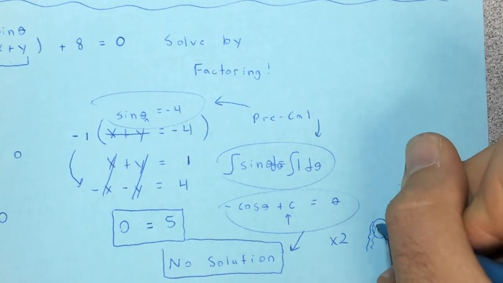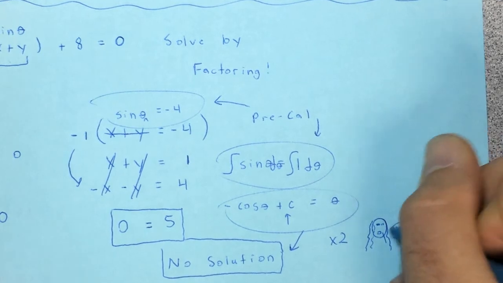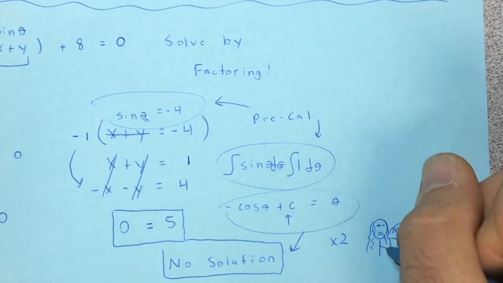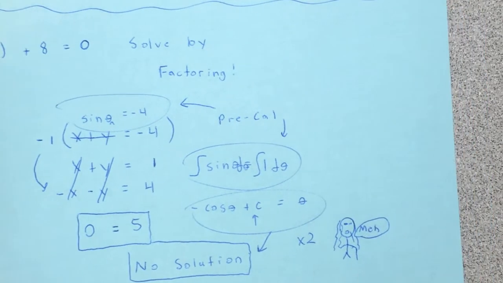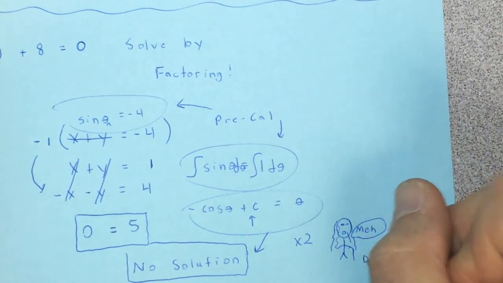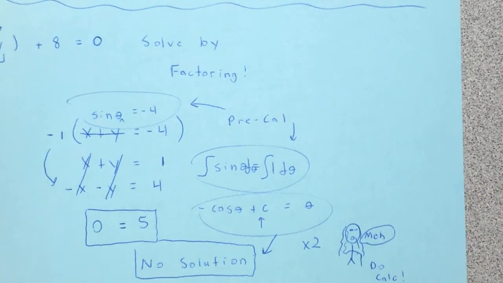Meh, I'm old. That's old, Mr. Veenstra. Let me give me a cane. Old Mr. Veenstra. Do calculus. Alright, that's enough of being weird.